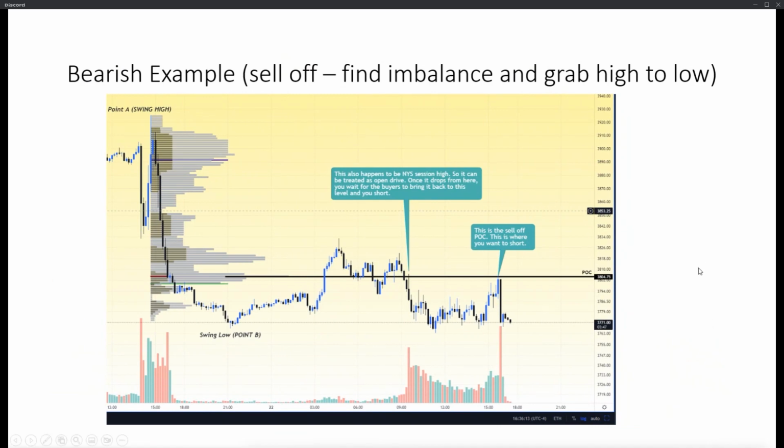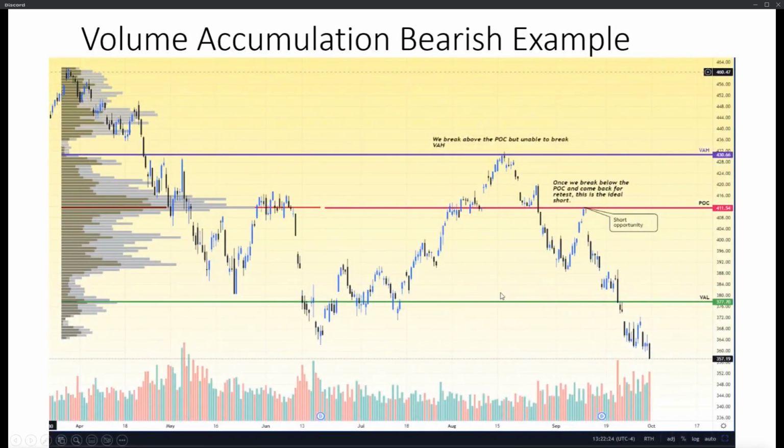Quick question here. That looks like a daily chart. Yeah, this is a bigger chart.